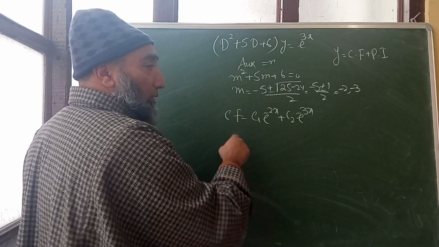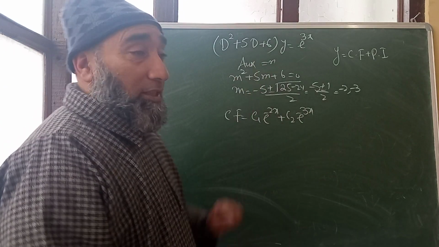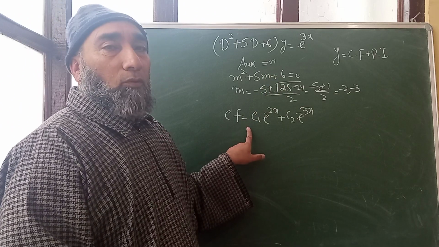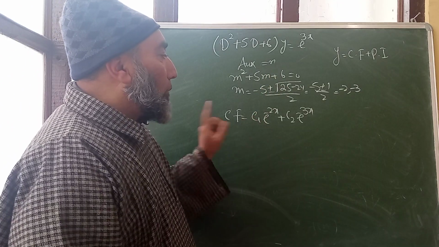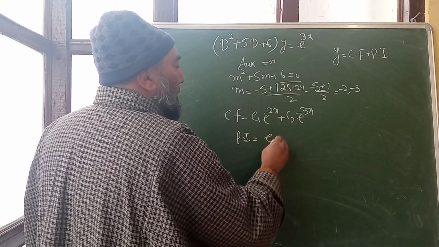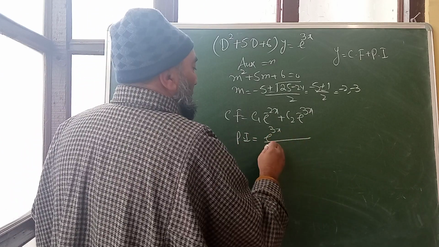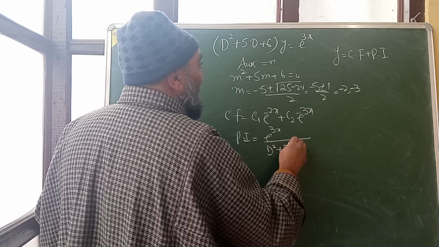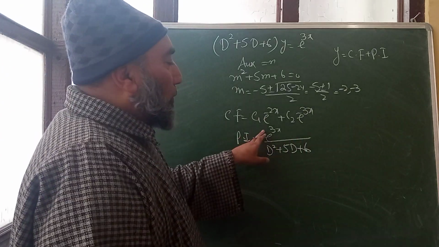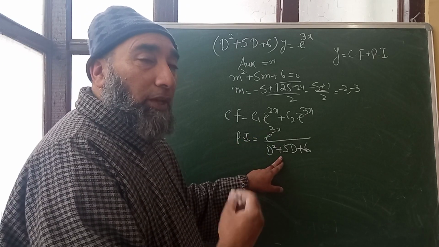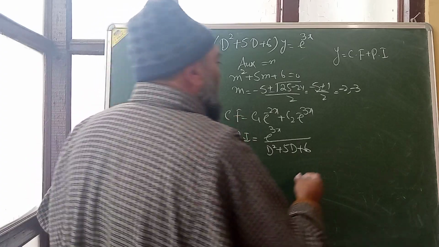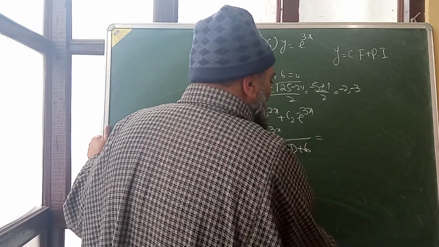I have not written y. This is not the complete y because the right hand side is not 0. If the right hand side had been 0, this would have been y. Now this is only the complementary function. What is the particular integral? The particular integral is e raised to the power 3x upon D square plus 5D plus 6. So what is the rule? E to the power ax upon f(D), you replace D by a. What is a? A is 3. You can put it here.